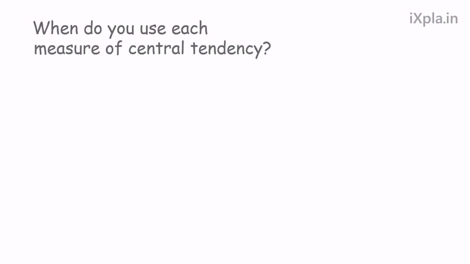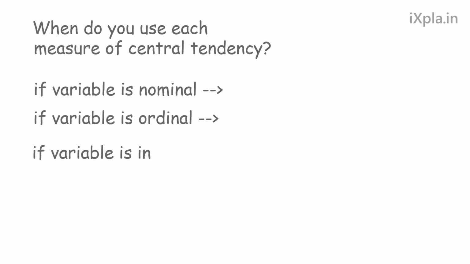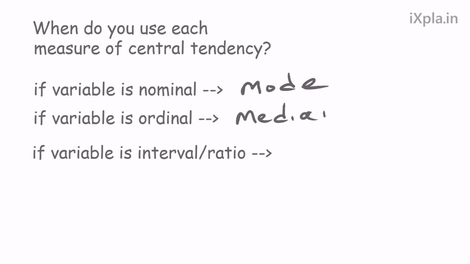Okay, now, when do we use the mean, the median, and the mode? Well, as I said in a previous video, the scale of measurement that a variable is measured on will help you determine which statistic to use. Here is the first example of that. If a variable is nominal, you're going to want to use the mode. If a variable is ordinal, you're going to want to use the median. And then finally, in most cases, if the variable is interval or ratio, you're going to want to use the mean, which again is the most precise.